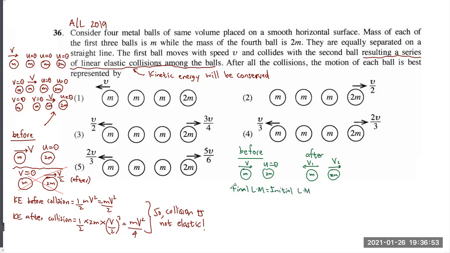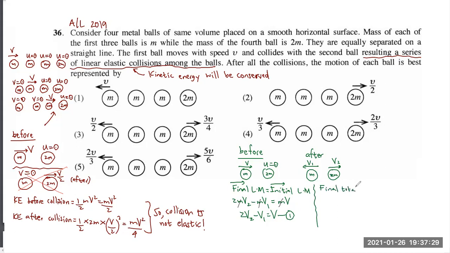Right. So what is the final linear momentum? This is the direction, because initial linear momentum is in that direction. What is the final linear momentum in that direction? It's going to be 2mv2 minus mv1 equals initial linear momentum, mv. Then you can get rid of m. Finally, you will end up with a relationship like this: 2v2 minus v1 equals v. Equation 1.